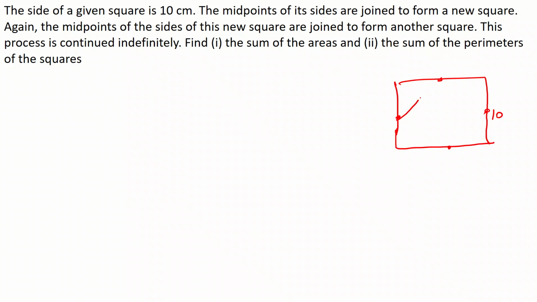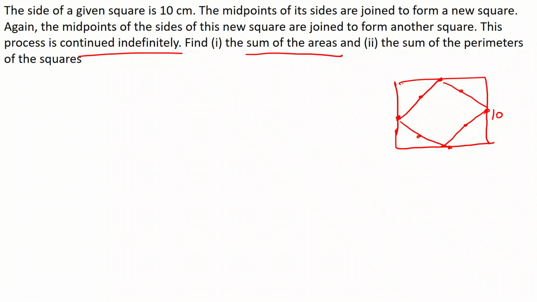Okay, so we join this, we join this, we join this, and we join this, and I get a new square. Again the midpoints of this square are joined to form another square. Again we take the midpoints of this square, and in a similar manner we join these midpoints and get another square. And this process is continued indefinitely. So we keep on doing it. So eventually we'll be getting smaller and smaller and very, very small squares. And now the question asks you to find out the sum of all these areas.